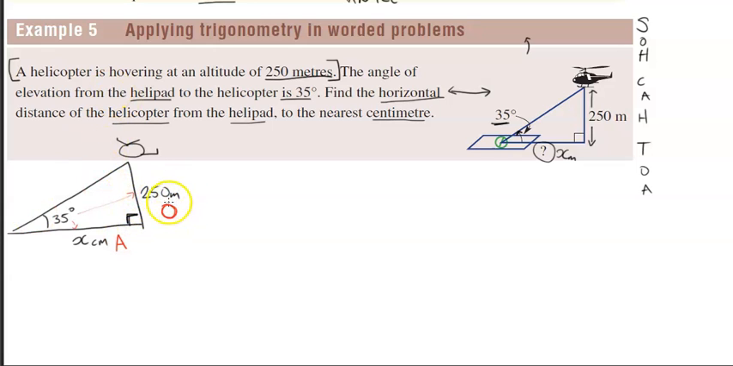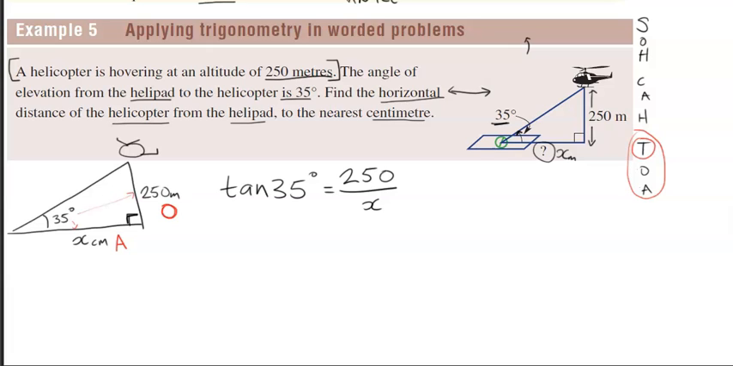So we need to see which trigonometric function uses the letters O and A. And in this case, it's tan, because that's O and A. So we're using the tan of the angle, which we know is 35, is equal to the opposite over the adjacent. So the O, 250, over our adjacent, which is X. This is a line we don't know.